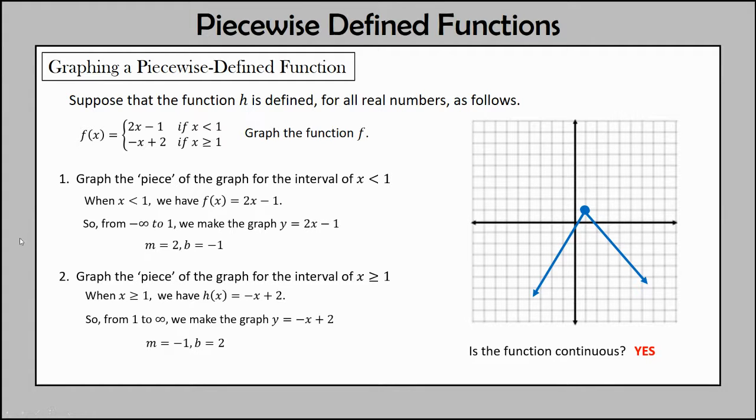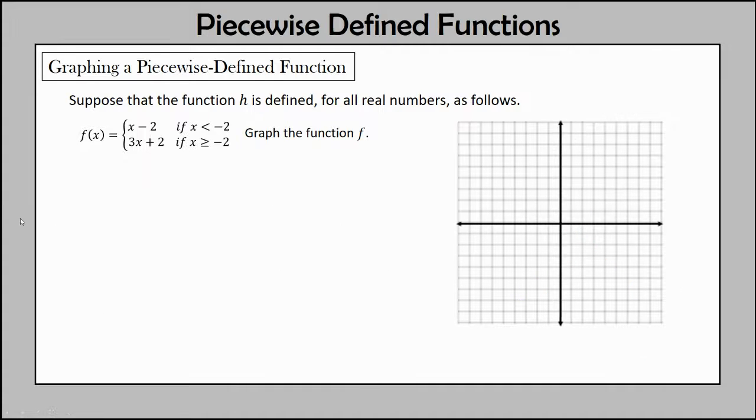Okay. All right, let's try another one of these. So here's my rule. Again, that should say f, sorry. So for values less than -2 on the x-axis, so starting at -2 and going this way, I'm going to use the rule f of x equals x minus 2. For values greater than or equal to -2, so going this way, I'm going to make the graph f of x equals 3x plus 2. And then we're putting it all together on one graph. So let's go ahead and do that.